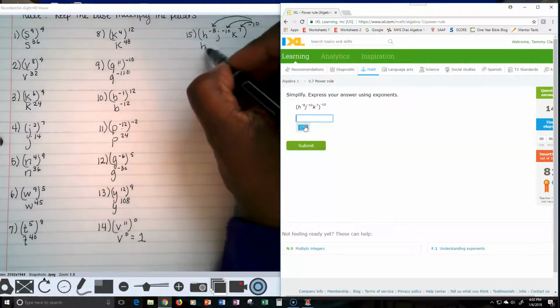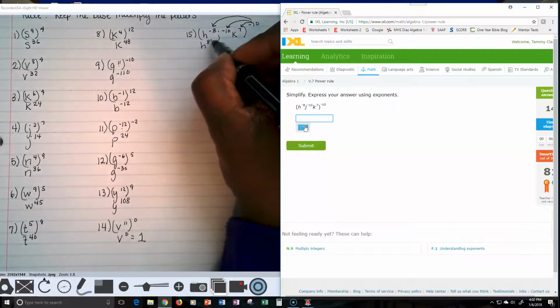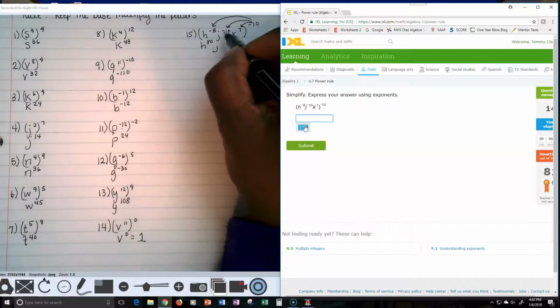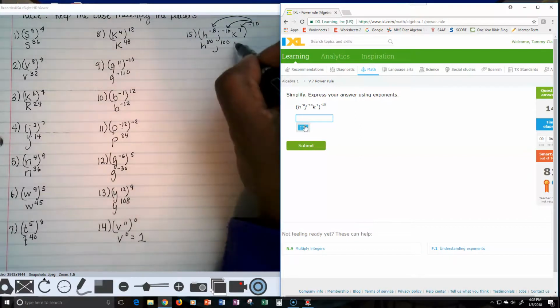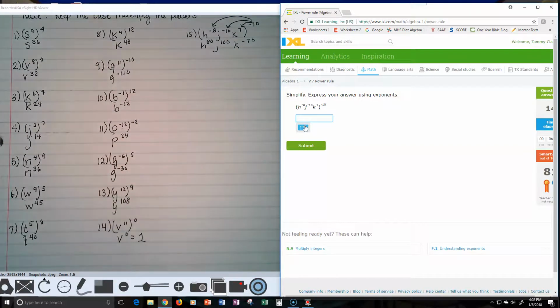So we've got h, negative 8 times negative 10 is positive 80. J, negative 10 times negative 10 is positive 100. K, 7 times negative 10 is negative 70. So we've got h to the 80th, j to the 100th, and k to the negative 70.